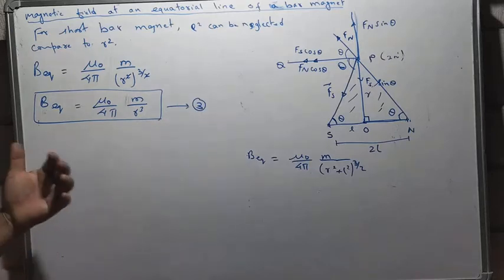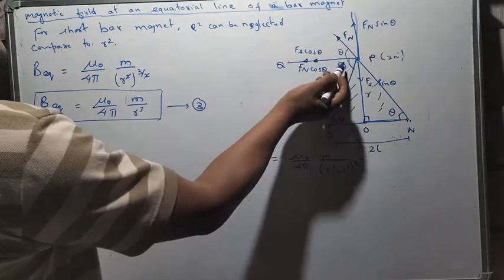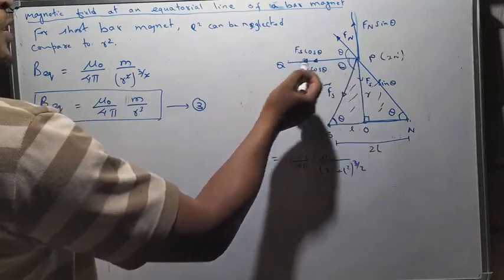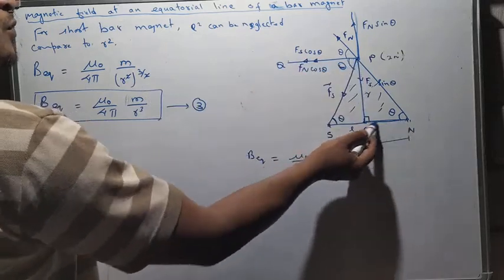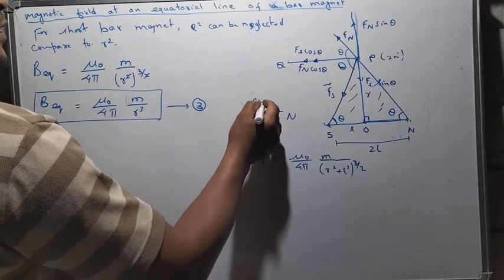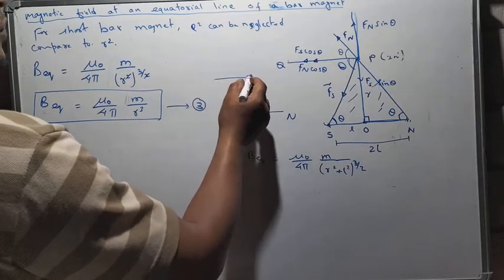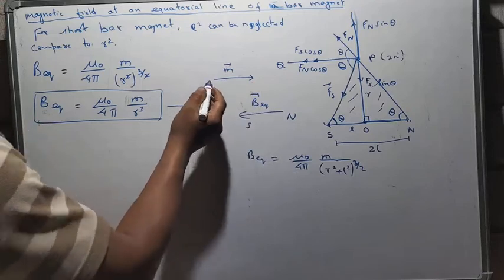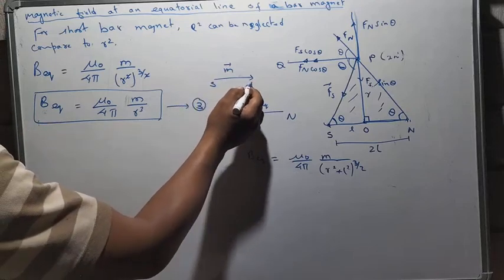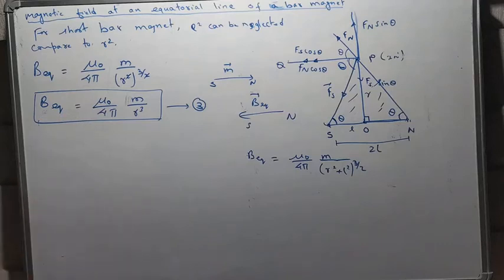Now where is the direction of this magnetic field? The direction of this magnetic field is clearly seen here. It is acting along PQ. So along PQ, that means it is directed from North Pole to South Pole. This is the net magnetic field. So from North Pole to South Pole, it means it is opposite to the magnetic dipole moment, because magnetic dipole moment is directed from south to north. So therefore please note down here that the direction of the net magnetic field at the point P is opposite to the magnetic dipole moment.